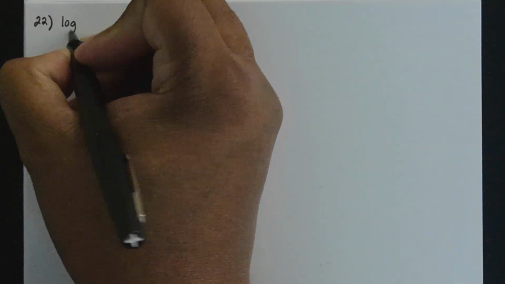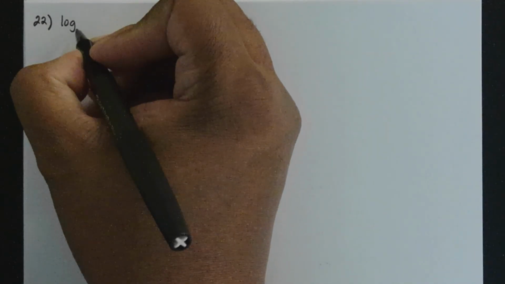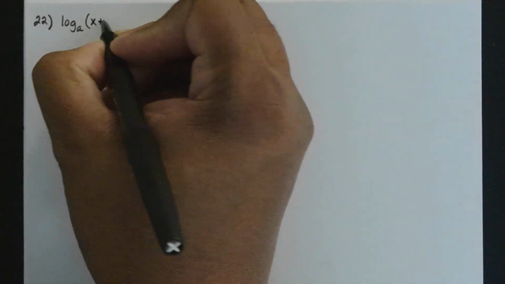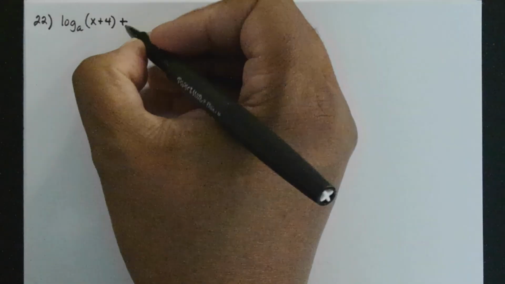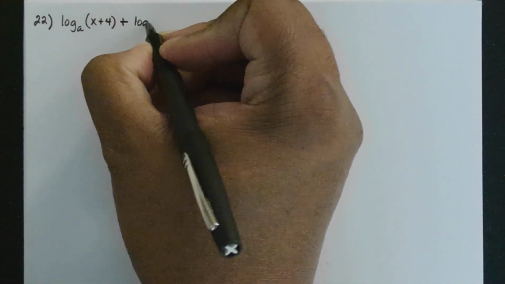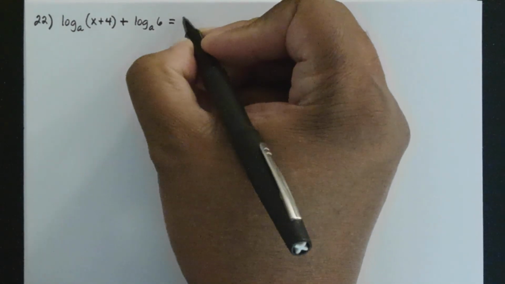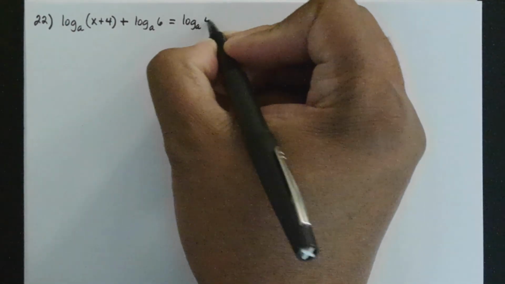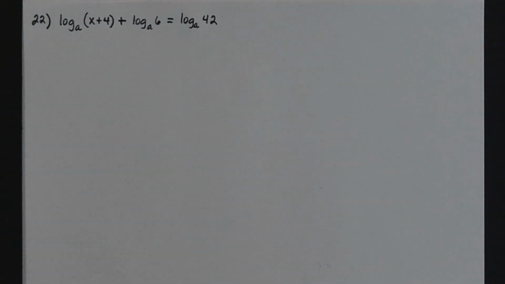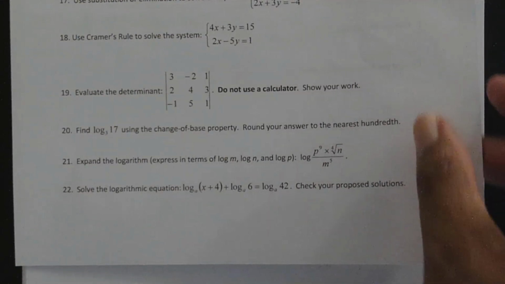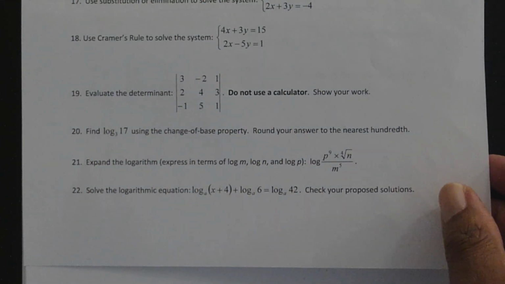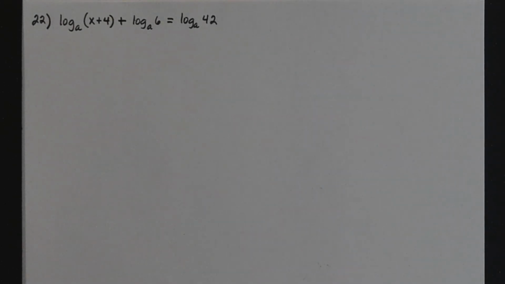It is a logarithmic equation. So here I have log to the base a of the quantity x plus 4, plus log to the base a of 6, and that's equal to log to the base a of 42. Now with that problem, not only are you to solve that logarithmic equation, you are to check your proposed solutions on this to see if it satisfies the original equation.